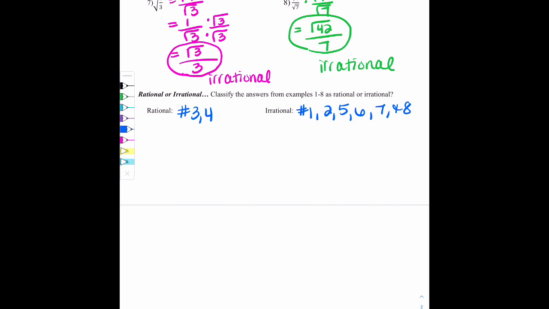And that concludes your lesson on product and quotient of square roots.